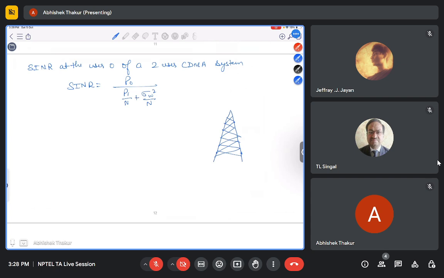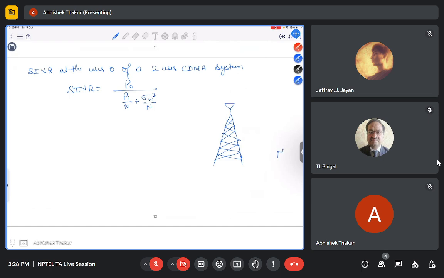this is our base station. This is the transmit antenna. So there is a user 0 here which has distance d naught, and another user that is very near to the transmit antenna. The distance is d1. Now let d naught be equal to square root of n times d1.